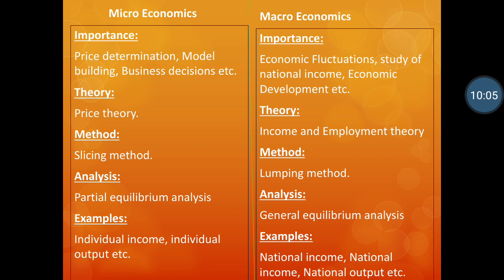In importance of macroeconomics, it deals with the economic fluctuations, study of national income, economic development, etc. That is, macroeconomics deals with the economic fluctuation, that is ups and downs in the economy, study of national income, that is overall income of the country, and the overall economic growth is understood with the help of national income. So when we understand national income, we understand whether country is really growing well, and if a country is growing well, then country can go for economic development also.